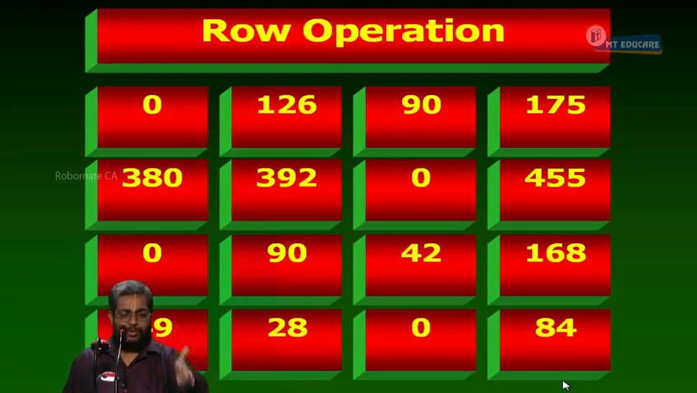Now, answer me. Step 2, column operation: required or not required? Required, because the first column has a 0, so it will not change. The second column has no 0, so it will change. The third has a 0, so it will not change. The fourth has no 0, so it will change. In the second column, the lowest number is 28. Reduce 28 from all these numbers. The third column will not change, but in the fourth column the lowest number is 84. Subtract it from the other numbers.